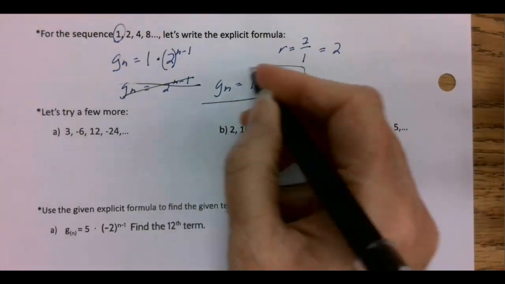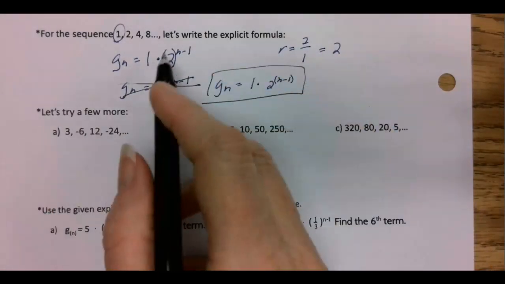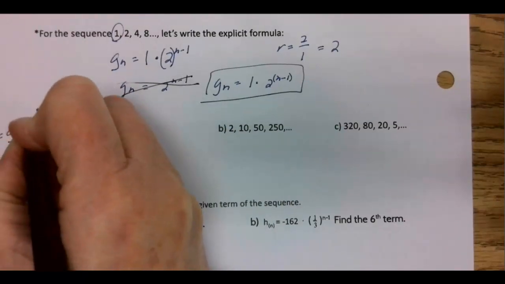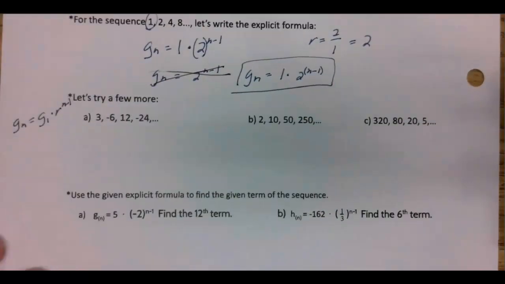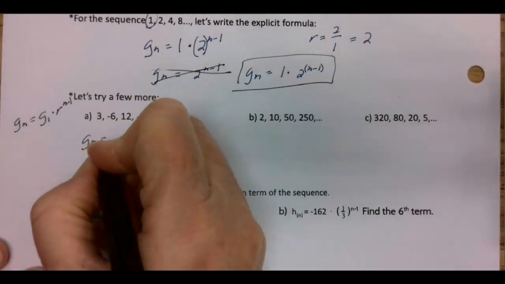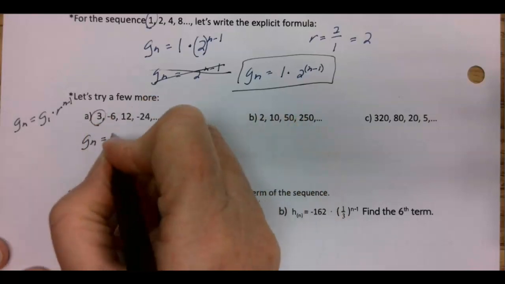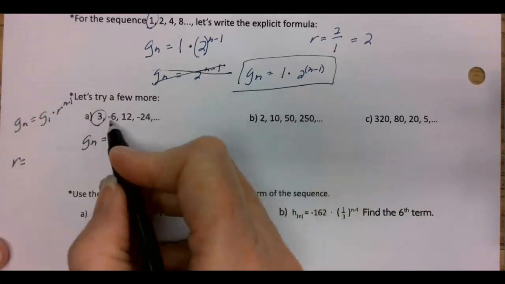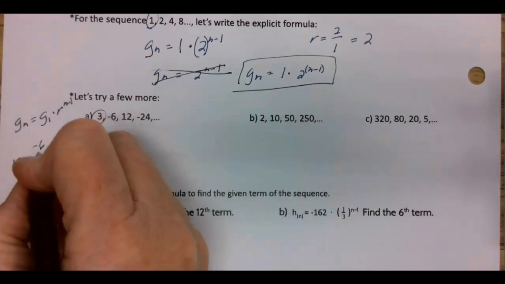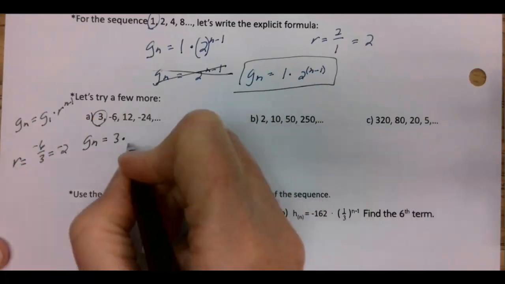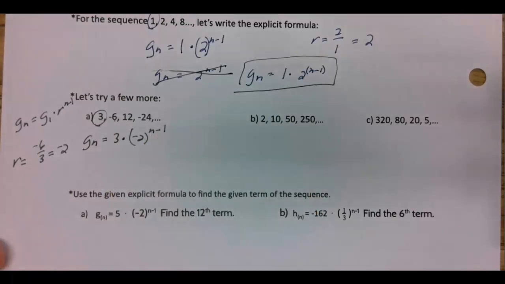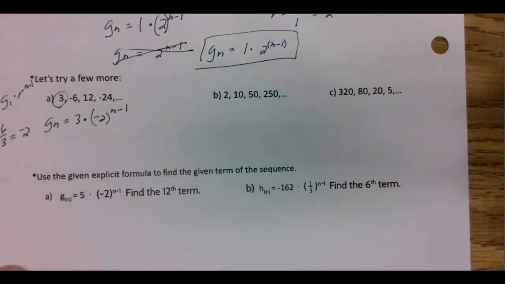So this was our final answer. Remember, G sub n is equal to G sub 1 times r to the n minus 1, where r is the common ratio. So G sub n is equal to G sub 1, 3, times the ratio. We have to find the ratio. The ratio is the second term divided by the first term. So it's negative 2, so it's negative 2 to the n minus 1 power. That's the reason we need parentheses there, because if I have a negative, that does make a difference.